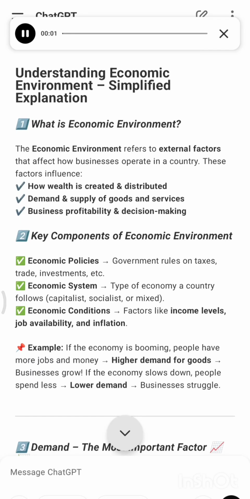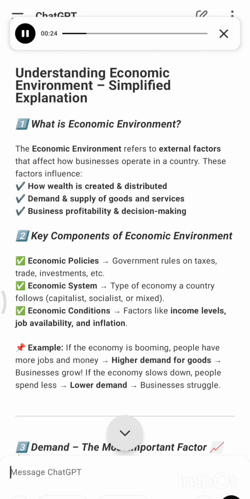Understanding economic environment, simplified explanation. What is economic environment? The economic environment refers to external factors that affect how businesses operate in a country. These factors influence how wealth is created and distributed, demand and supply of goods and services, business profitability, and decision-making.